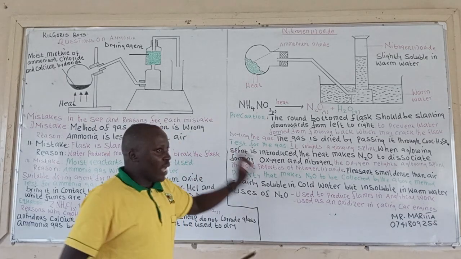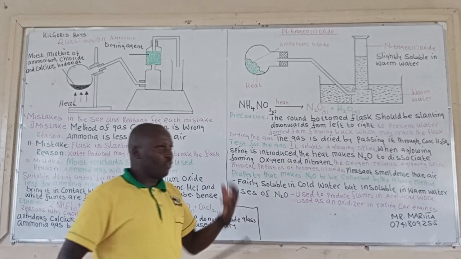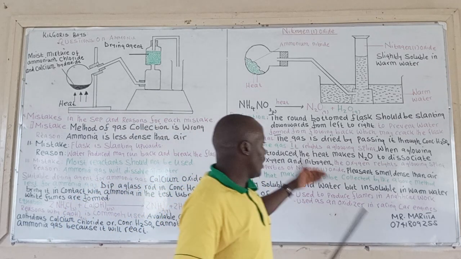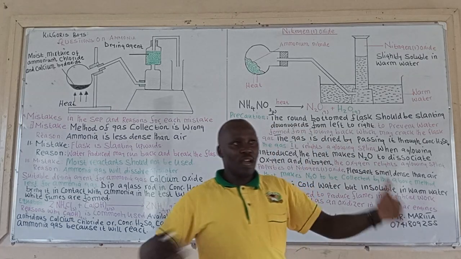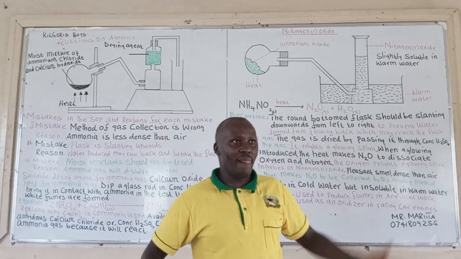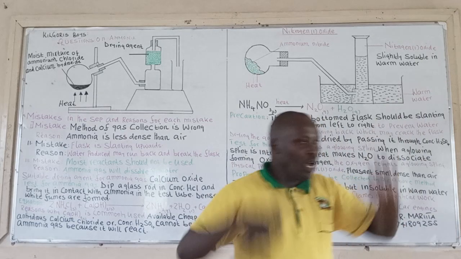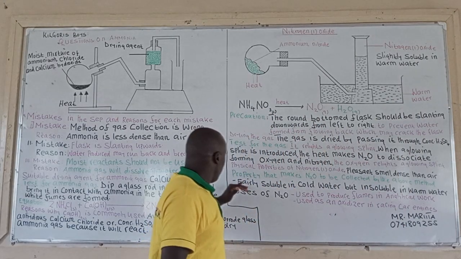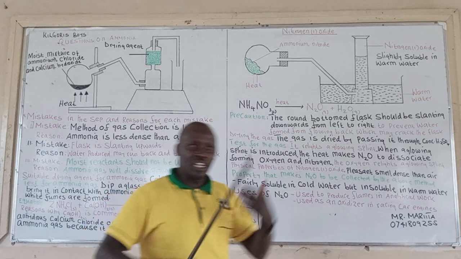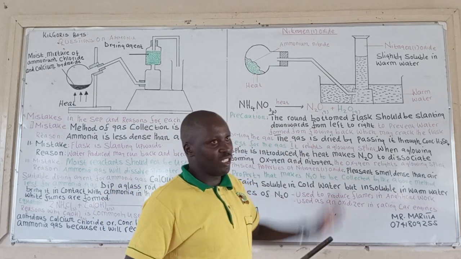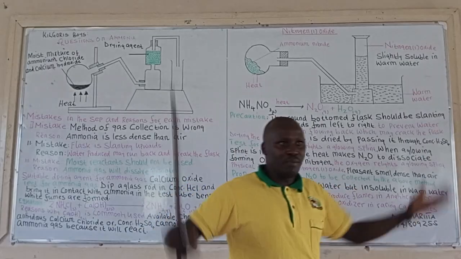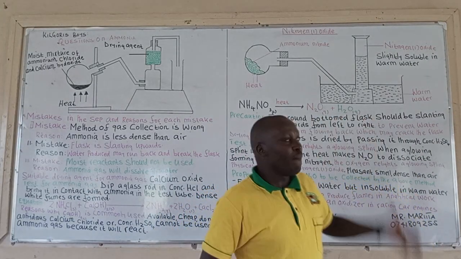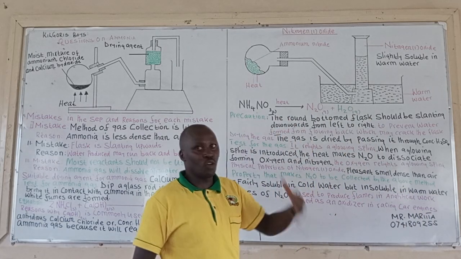Then we have at least one physical property of this nitrogen(I) oxide. It has a pleasant smell, and again the gas is denser than air. Therefore, apart from being collected over water, it can be collected by the downward delivery method, or the upward displacement of air. Remember, this gas can be collected by the downward delivery method or the upward displacement of air, but also this gas can be collected over warm water.